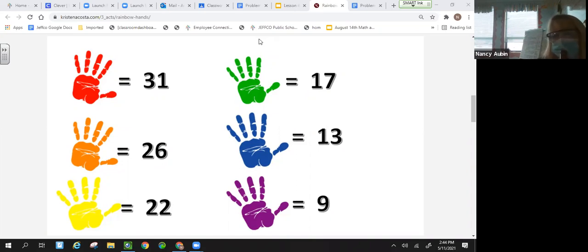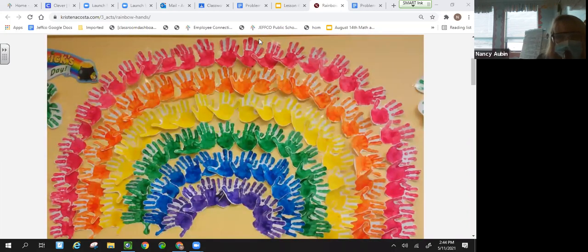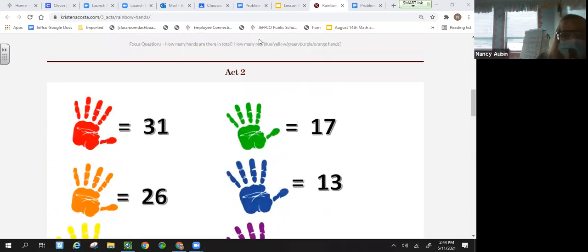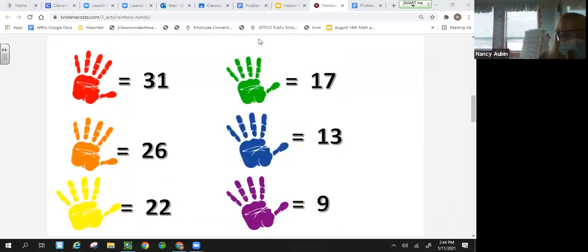So Jensen, I know you just arrived. We're doing our 3-act task. And we had this awesome rainbow of hands. We're trying to figure out how many hands. We made an estimate, and now here are the amounts. So we're going to see if our estimate was close to the actual.